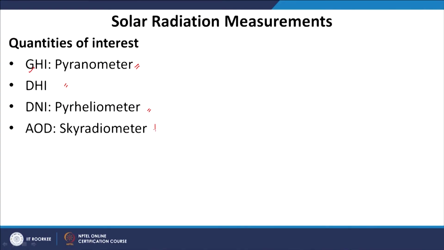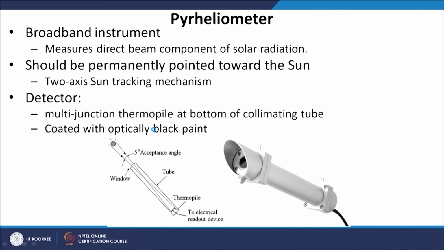It can also be measured by pyranometer. Then the direct component of radiation is measured by pyroheliometer, and sometimes we also need information about the dust and aerosols in the climate, so that we can get an idea how much radiation will be subjected to scattering and attenuation by these particles. So this is a pyroheliometer used to measure broadband DNI.